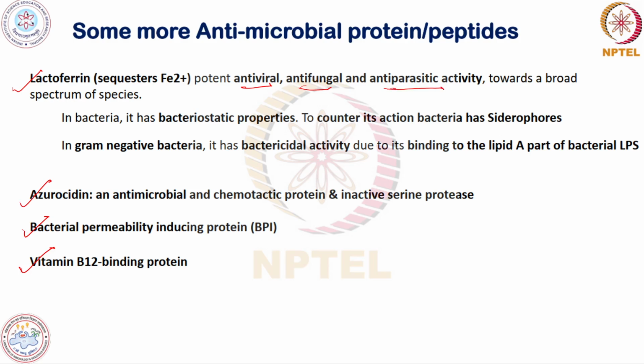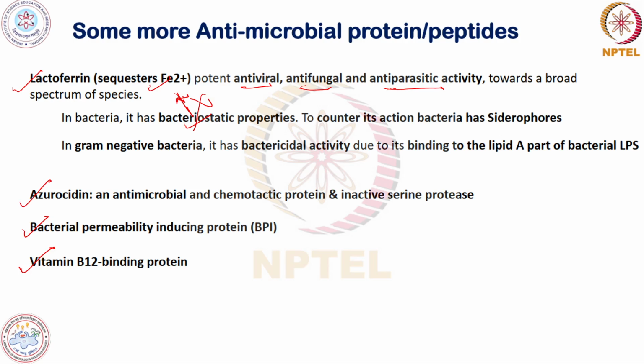So we'll take this quickly. That is lactoferrin, which sequesters iron, that is, it binds to the iron and makes it unavailable for the pathogens, for bacteria. So in the absence of this iron, the pathogens cannot grow, so ultimately they will die. It has a bacteriostatic property, that is, it stops the bacterial growth because the iron is not available for the bacteria, and in the absence of iron, it cannot grow.